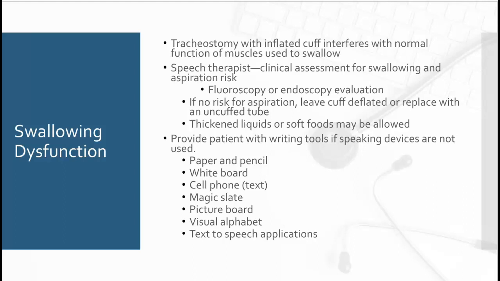Remember that somebody who has a trach is going to have some difficulty with communicating. So other ways that we can communicate with somebody is paper and pencil, a whiteboard, cell phone where they can text, magic slate, a picture board, a visual alphabet where they kind of point things, or text-to-speech applications.